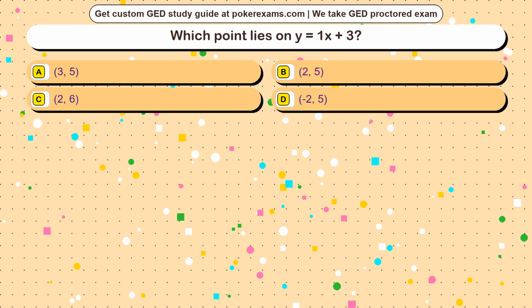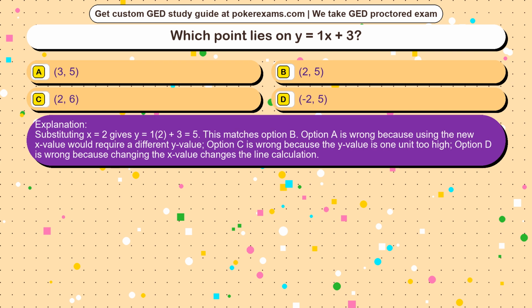The correct answer is option B. Substituting x equals 2 gives y equals 1 times 2 plus 3 equals 5. This matches option B. Option A is wrong because using the new x value would require a different y value. Option C is wrong because the y value is 1 unit too high. Option D is wrong because changing the x value changes the line calculation.